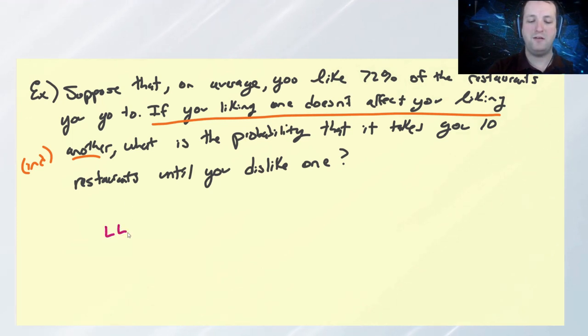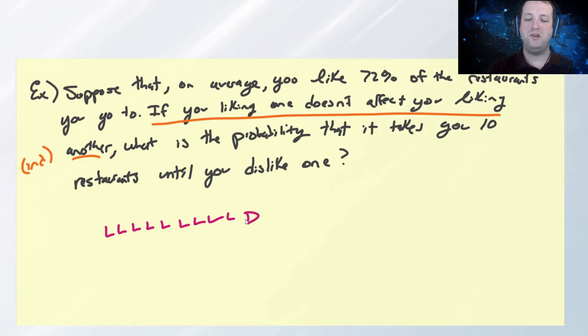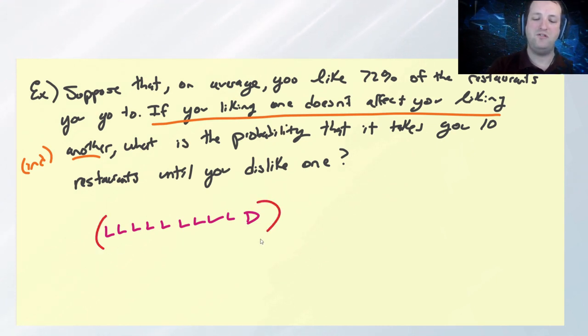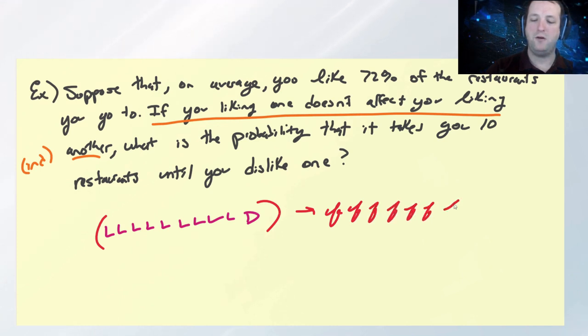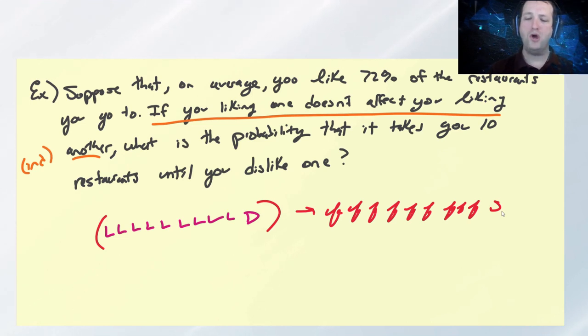So we have like. So 1, 2, 3, 4, 5, 6, 7, 8, 9, and dislike. Okay? So we convert this to successes and failures. So I want this to be in the form failure, failure, failure, failure, failure, failure, failure, failure, failure, success. All right? So what is my definition of failure in this particular scenario?